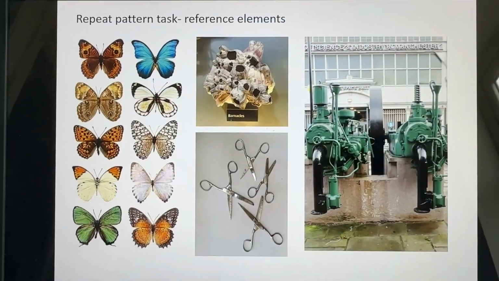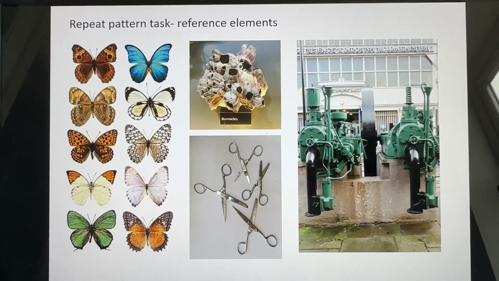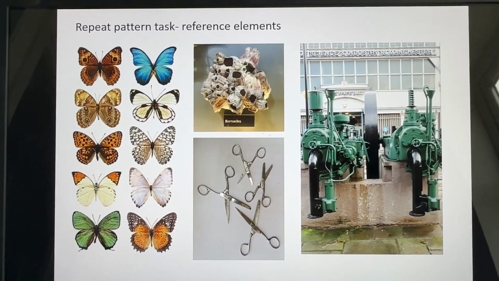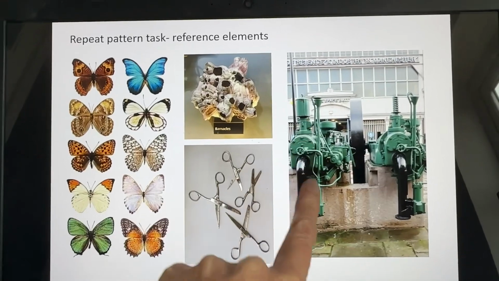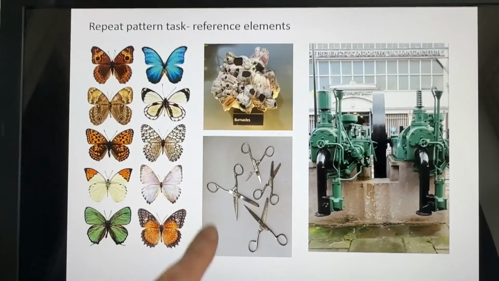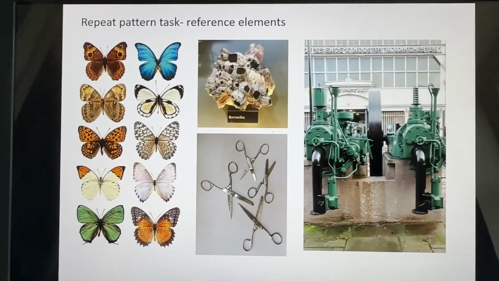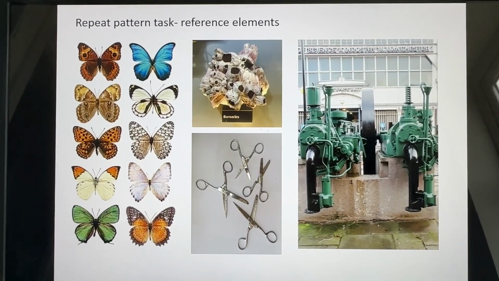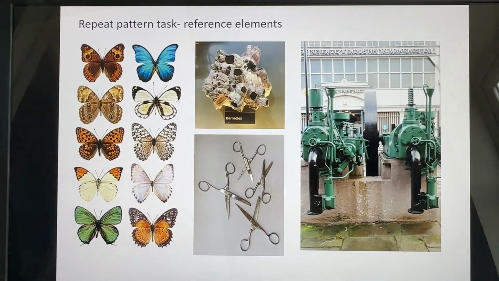And finally, a really odd and eclectic set of reference elements. There's some butterflies, a barnacle from Manchester Museum. These are from outside of the Science and Industry in Manchester, and some scissors. What I'm trying to get you to do here is look at a range of different things that aren't necessarily floral to influence your design.